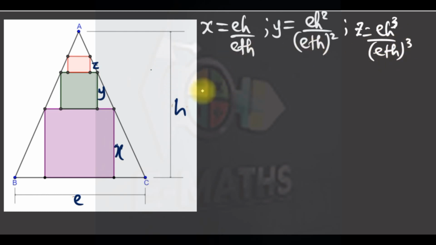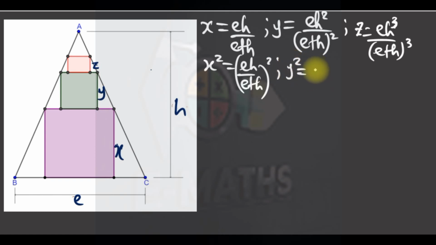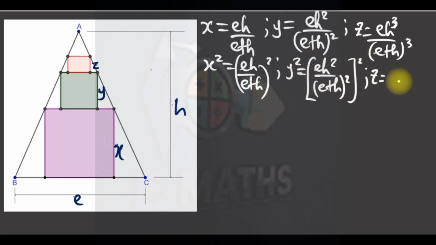So these are the sides, meaning that the areas are: x squared, the area of the square, which is eh over (e plus h) squared; y squared is eh squared over (e plus h) all squared, all squared; finally, z squared is eh cubed over (e plus h) cubed, all squared. From this, you can see that the areas are in geometric progression.